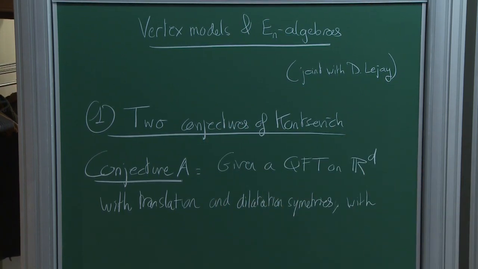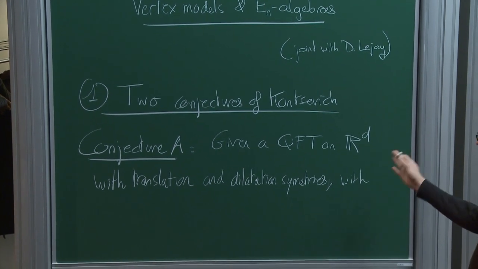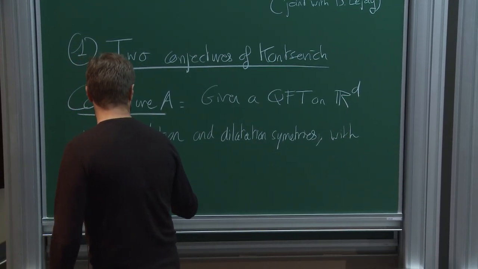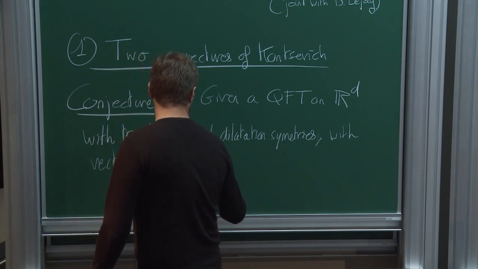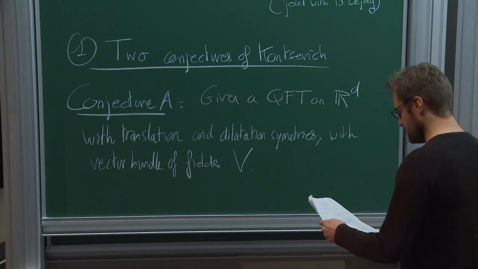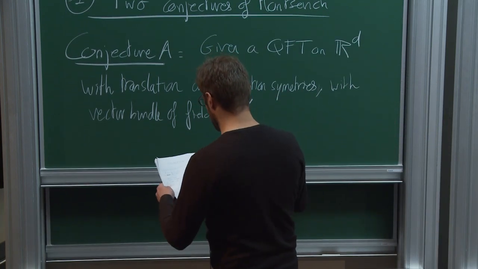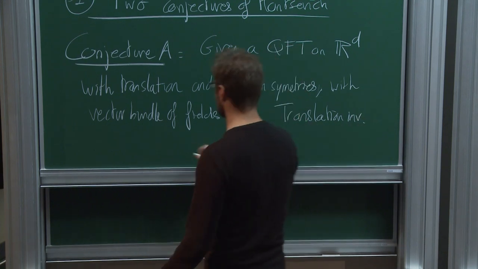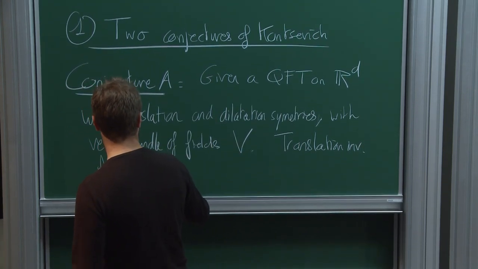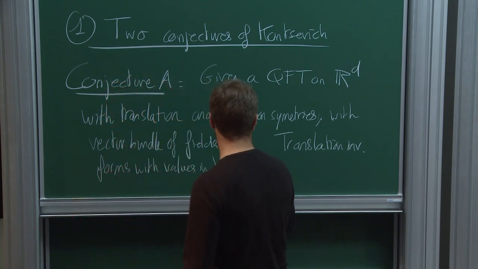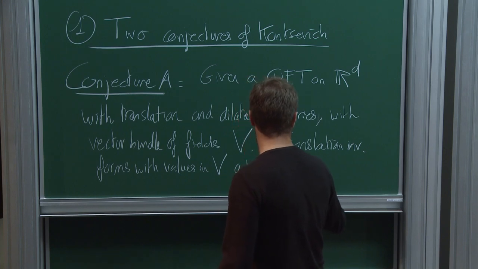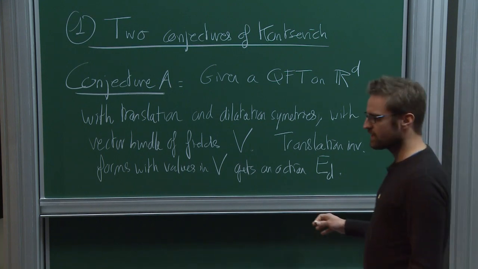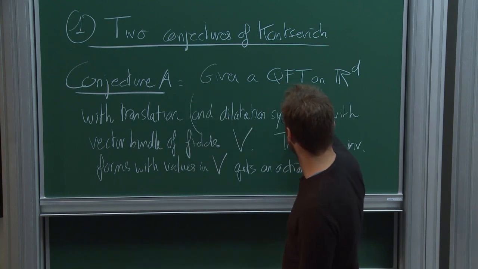Let's say that in this definition of a quantum field theory, there would be some vector bundle of fields on our space, let's say V. Then the conjecture says that translation invariant forms with values in V get an action of the d-dimensional little disk operad. Dilation symmetry is irrelevant here. I think you can actually drop this. So it is true.